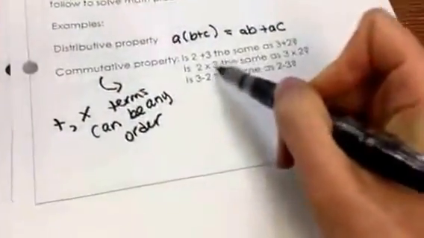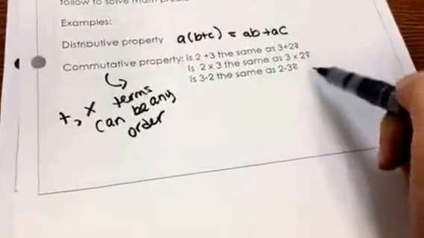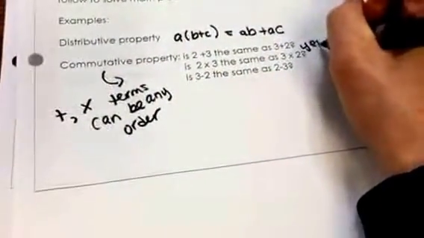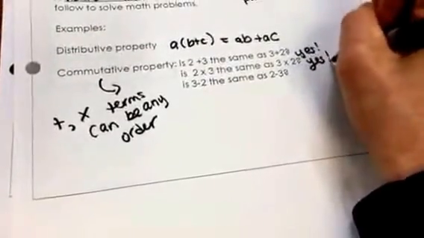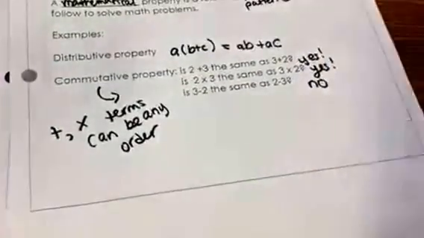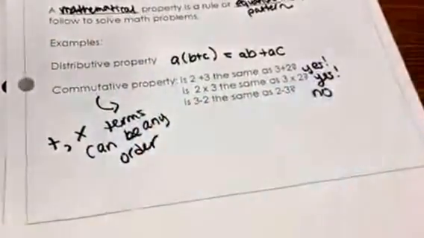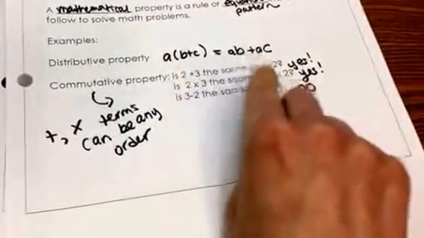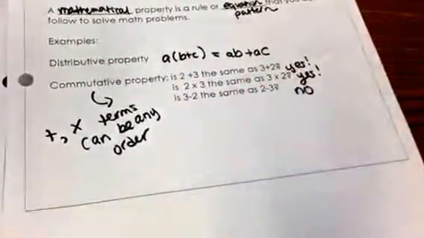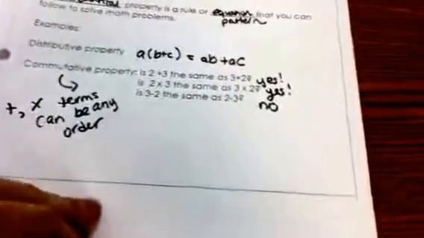Same thing here. Is 2 times 3 the same as 3 times 2? Yes. Is 3 minus 2 the same as 2 minus 3? No. Okay, so the commutative property is only true for addition and multiplication. Okay, but you guys knew that. You knew that you could switch these placements and end up with the same answer. You may or just may not have known that it was called the commutative property.